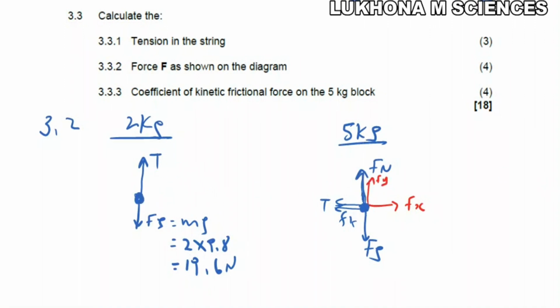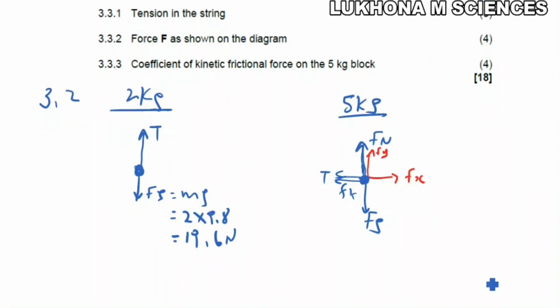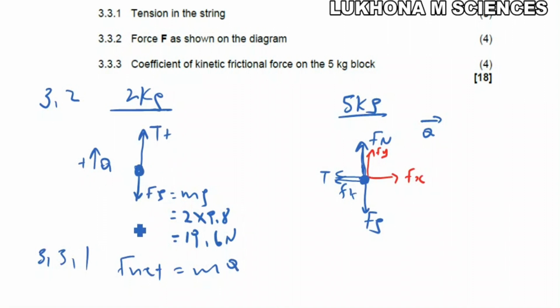Okay, let's start with the simple one. Let's work on 3.3.1. Calculate the tension. F net is equal to MA. The object is moving in this direction, accelerating in this direction, which means it accelerates upwards, meaning that the acceleration must be positive, therefore the tension must be positive, therefore this one is negative. So tension minus Fg is equal to MA.